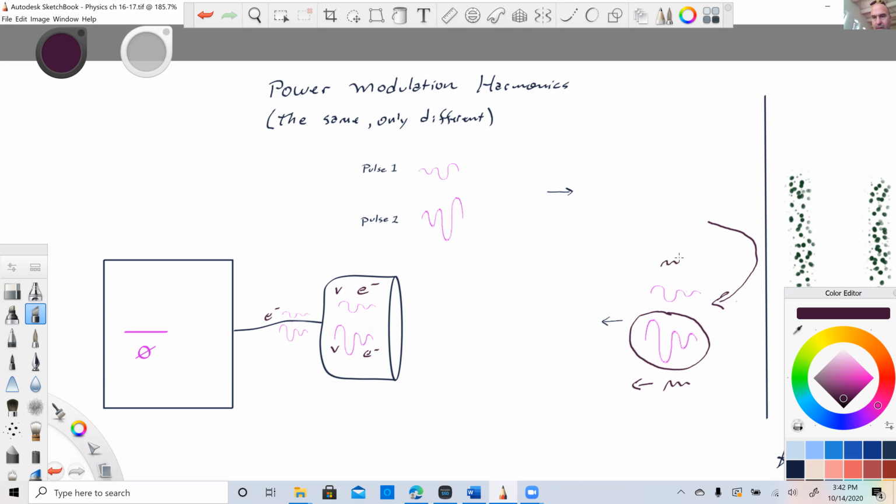This guy does not create, looks like I just crossed out an M&M. That guy does not create harmonics. And so the computer is able to look at the 2 pulses individually. One pulse is just F naught, the fundamental frequency only. The other pulse is the fundamental frequency plus the harmonic. I'll just put 2 times F0.